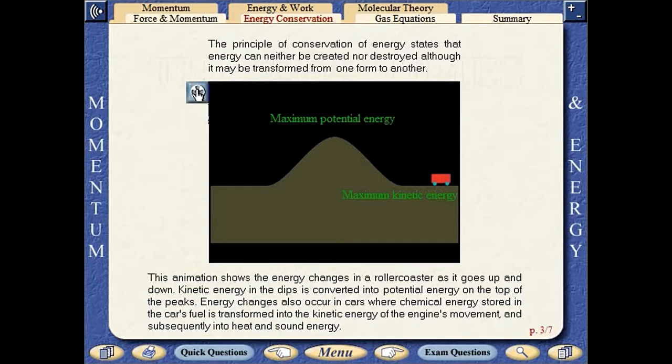This animation shows the energy changes in a roller coaster as it goes up and down. Kinetic energy in the dips is converted into potential energy on top of the peaks. Energy changes also occur in cars, where chemical energy stored in the car's fuel is transformed into the kinetic energy of the engine's movement, and subsequently into heat and sound energy.